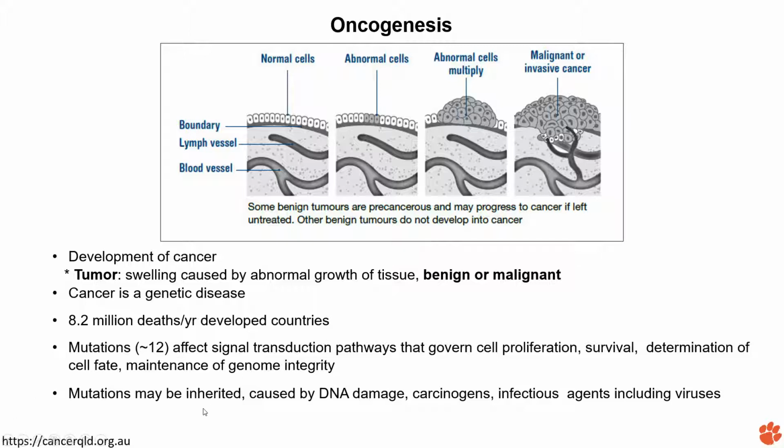Mutations may be inherited, or caused by DNA damage, carcinogens, or infectious agents, including viruses. Also, interestingly, as we age and cells replicate, the more they replicate, the greater the chance of accumulating more mutations. Think about it: primary cells divide 50 times. In your body, if one cell divides that many times, it is going to accumulate those kinds of mutations over a period of time. So these are some general perspectives.